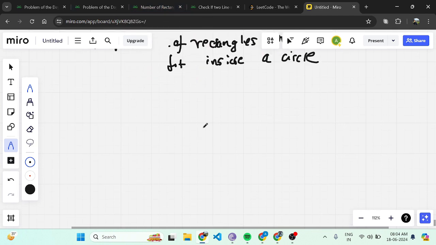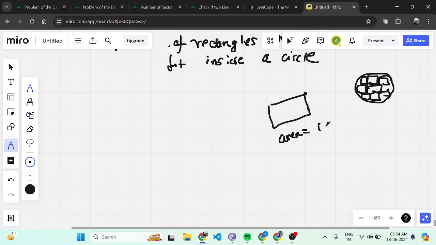So basically, say for example, this is a circle, right? So this can be a rectangle, this can be a rectangle, this can be a rectangle, and so on. So what is a rectangle? A rectangle is a box with area, length and breadth, and a rectangle has a perimeter. Yes, 2 into L plus 2 into B.